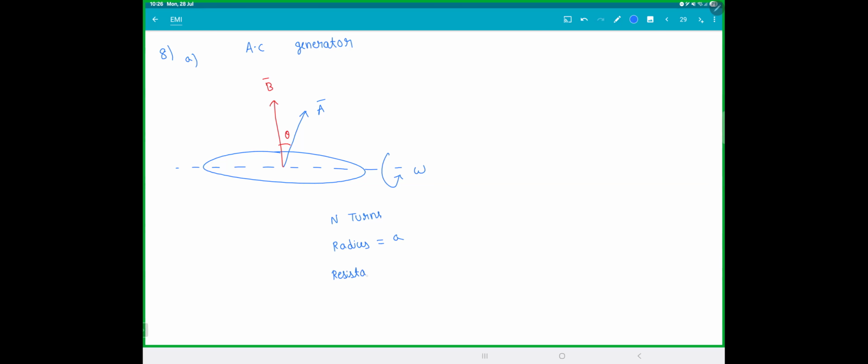Resistances are given. In reality, if you go to a power plant, what do you see? They keep the coil fixed and they actually rotate the magnets. So B bar turns, whereas A remains constant. So currently the power you are getting is actually coming from some power plant where a coil is rotating.